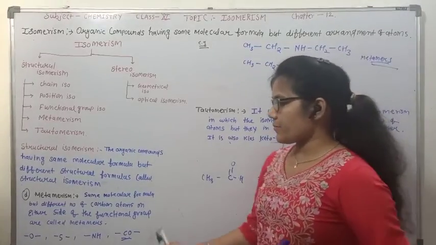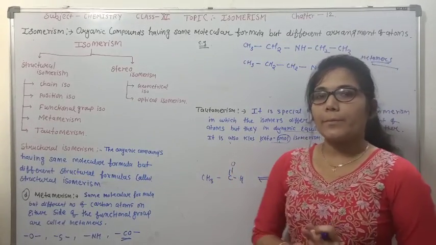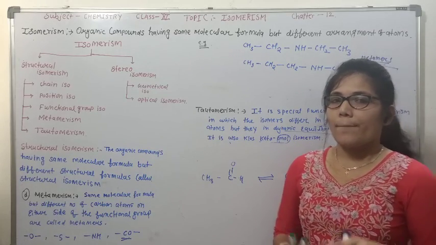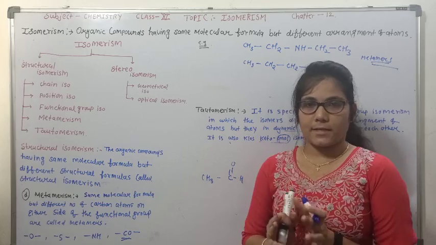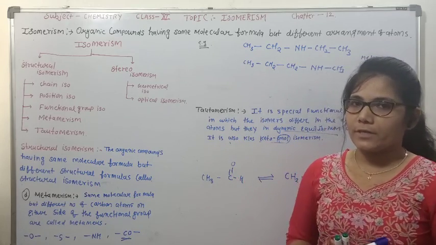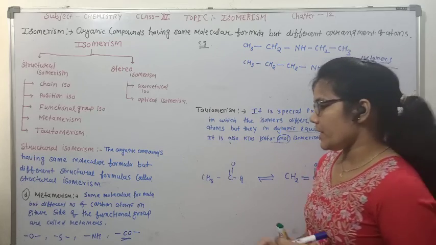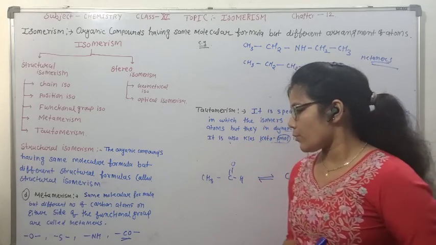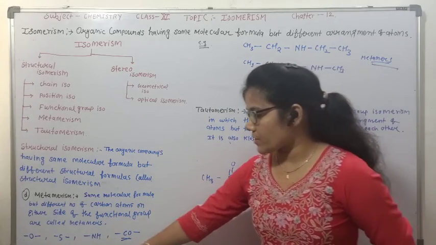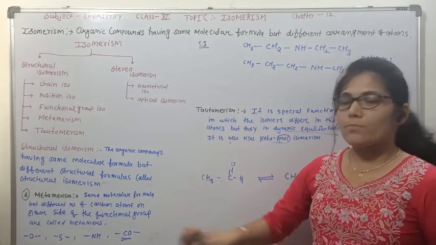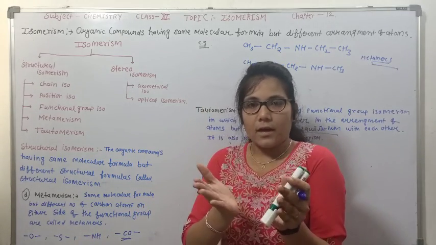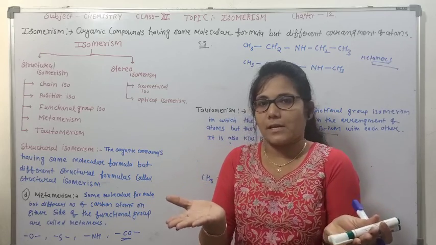Okay, next isomerism is metamerism. Metamerism, in which compounds have the same molecular formula but the number of carbons, that's the alkyl groups, are different on either side of the functional group. Okay, meaning this isomerism is only possible in a bivalent functional group. So this is a functional group which is connected with alkyl chains on both sides.